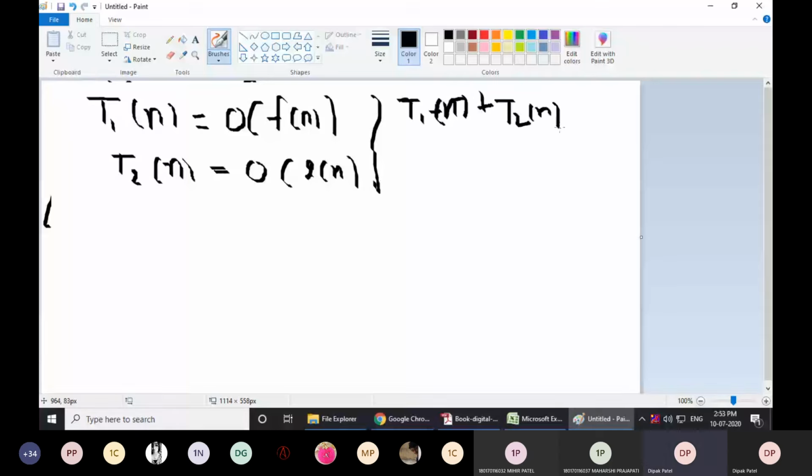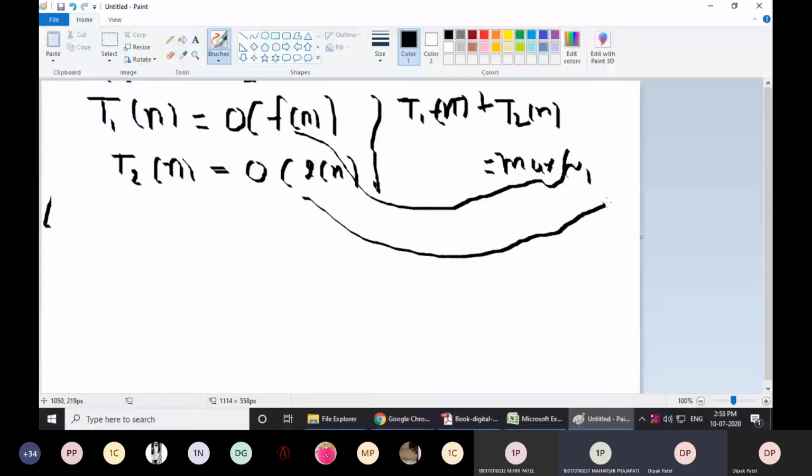दोनों algorithm को merge करेंगे हम. If we append the second algorithm after the first one, then what will be the time complexity? What will be the time complexity? It's a max of f(n) and g(n). It's a max of big O of g(n) or big O of f(n). Okay? This is what we have to prove.